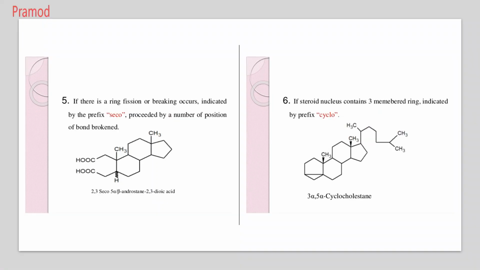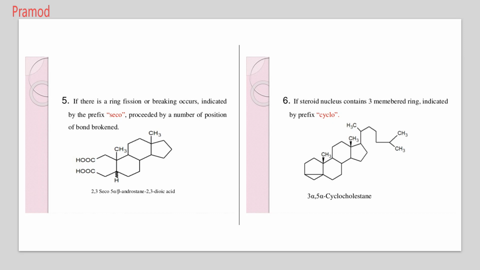Fifth one, if there is a breakage of a ring. Breakage of a ring is represented with the prefix seco. You put the prefix seco in front, with the number of the position where the bond is broken. If you see in this particular structure, the bond is broken between the second and the third. That's why it is known as 2,3-seco 5 alpha cholestane 2,3-dioic acid. So this is how it is named when there is a breakage of a bond.